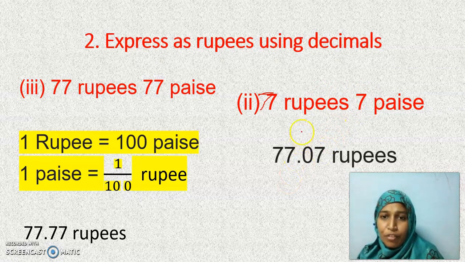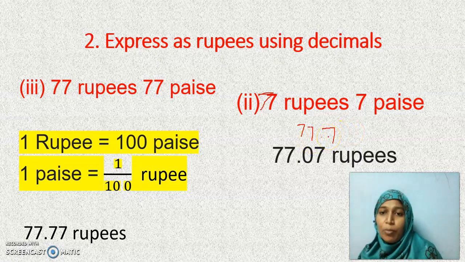Okay. How many of you wrote 77.7? Don't worry, my dear children. You will not make this mistake again in your exam. You have learned by making a mistake. So, mistakes make you better. So, don't worry. Even if you have written like this, it is wrong.